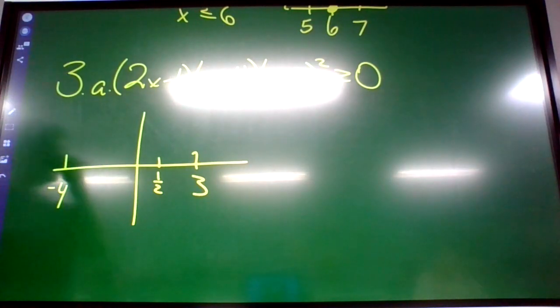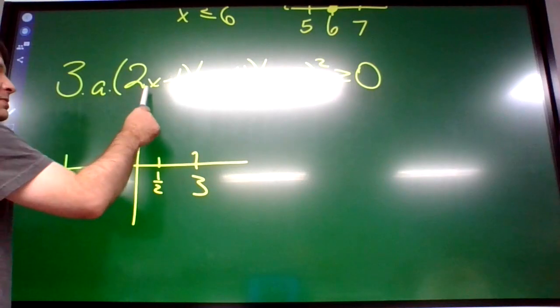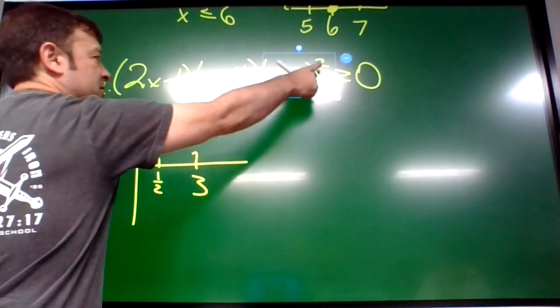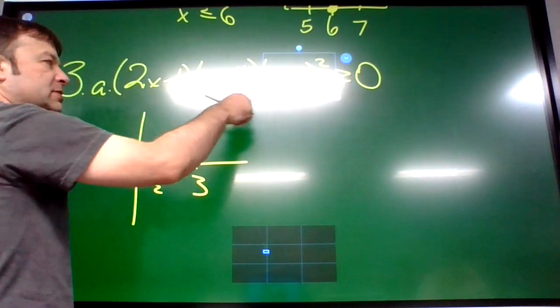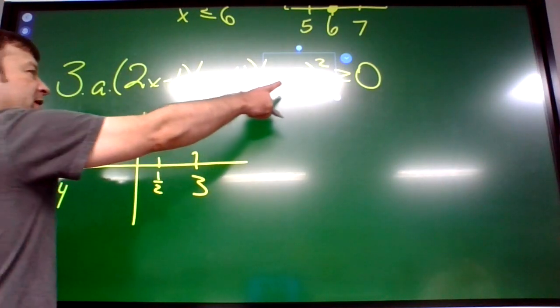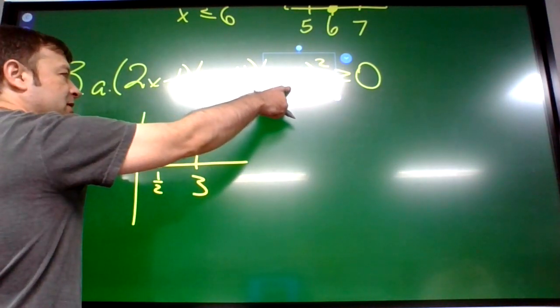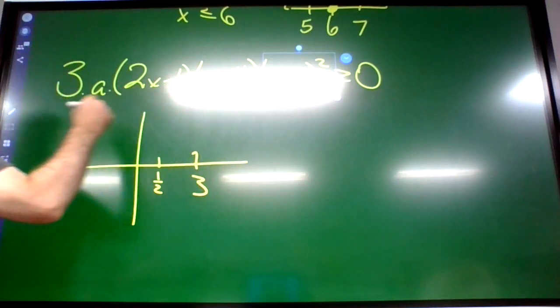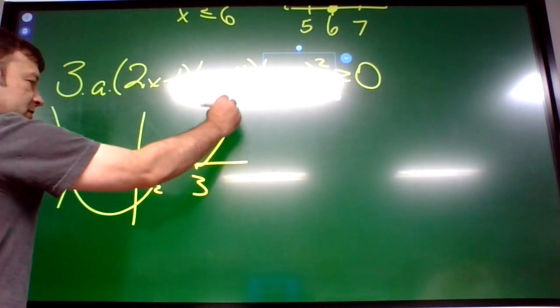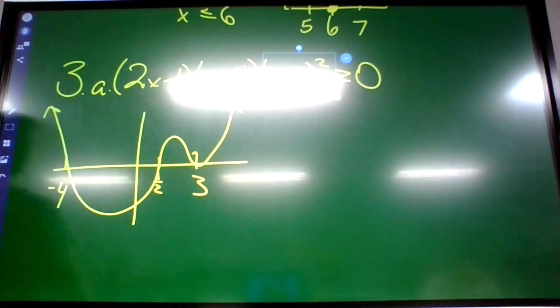Okay, what is the degree of this function? 4. Because there's an x, and this is basically an x squared. So there's x to the 4th. What shape would x to the 4th take? The W. Okay, what's special about this root? It's a double root, so it bounces. So a W and bounce. So, tangent.